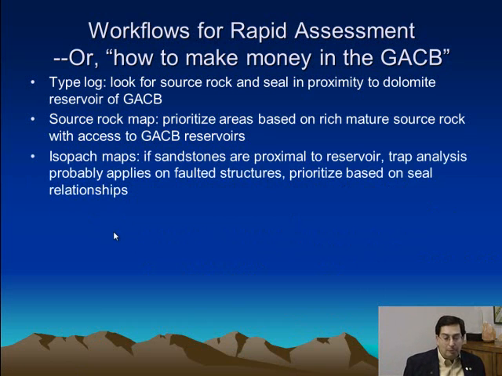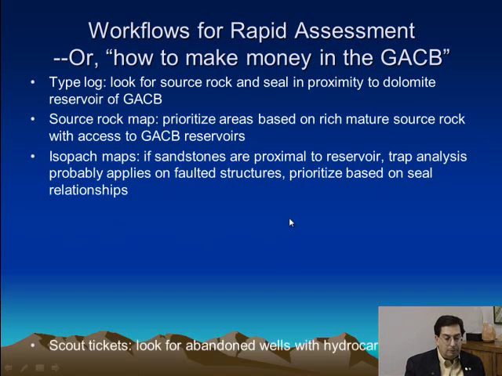Another thing I'd want to have, especially if there are sandstones that are potentially proximal to the reservoir, I'd want isopach maps of the Simpson, in the case of the Arkoma Basin, of the Spiro to Arbuckle top. Any potential thief zones I'd want to have isopachs of so that we could use these to prioritize based on seal relationships.